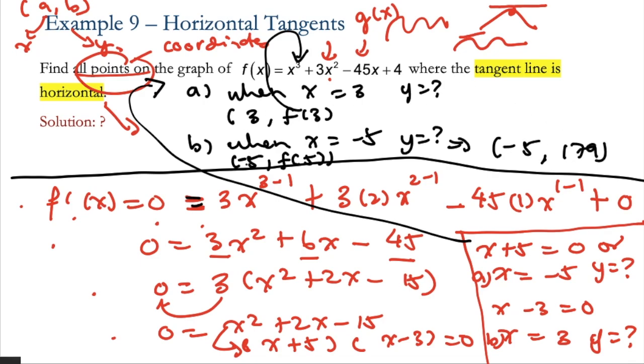And here, how do you get minus 5, 179? Because minus 5, we substitute it back into this function to get y. Same goes to A. A you have 3, and then here when you substitute x equivalent to 3 back into the original function, yeah, then you get minus 77. So these are the two coordinates, the points on the graph in which the tangent is horizontal.